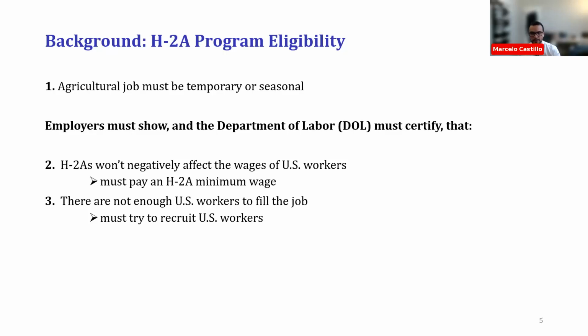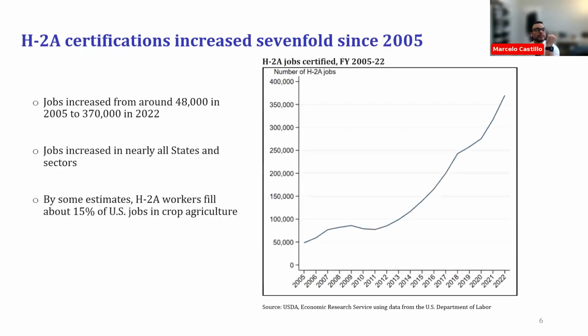And the last major requirement is that employers show that there are not enough domestic workers to fill the job. And to do this, employers must try to recruit U.S. workers before they can hire H2As. These are the 3 major eligibility criteria. All right, so moving on to results.